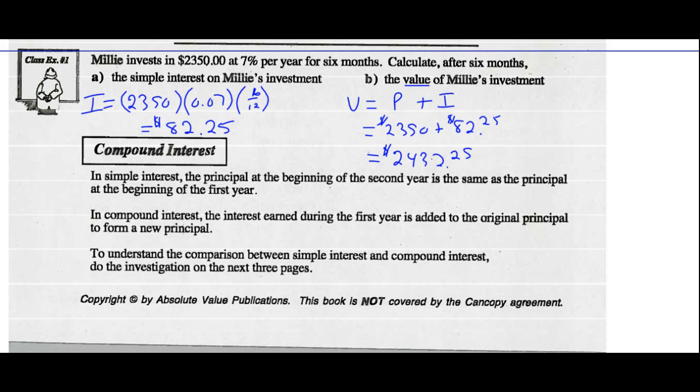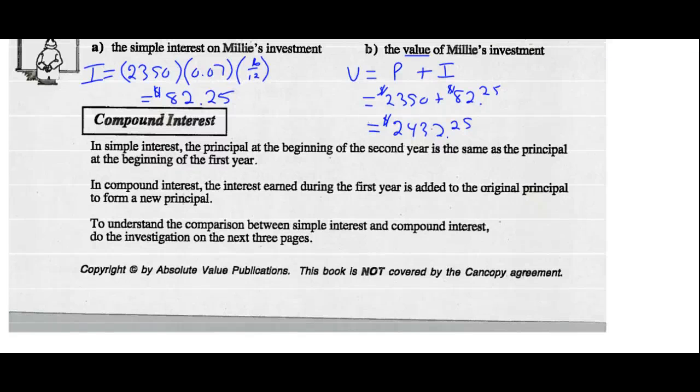Compound interest. Let's look at that. Well, with simple interest, the principal at the beginning of the second year is the same as the principal at the beginning of the first year. In compound interest, the interest earned during the first year is added to the original principal, and that forms the new principal the next year. So to understand this comparison, let's look at the next couple of pages.